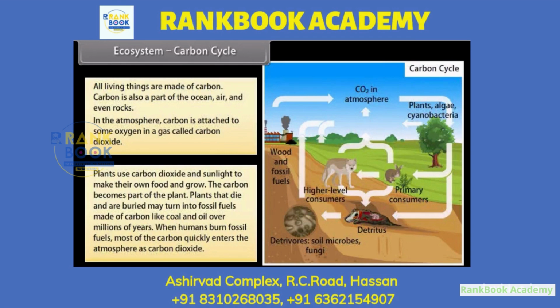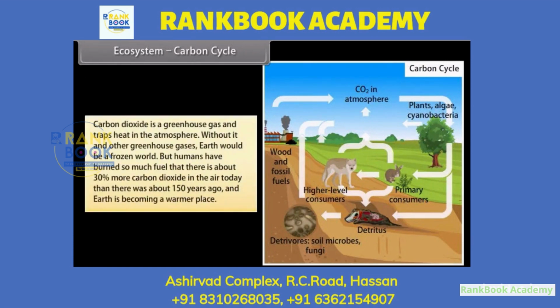Plants that die and are buried may turn into fossil fuels made of carbon, like coal and oil over millions of years. When humans burn fossil fuels, most of the carbon quickly enters the atmosphere as carbon dioxide. Carbon dioxide is a greenhouse gas and traps heat in the atmosphere. Without it and other greenhouse gases, Earth would be a frozen world. But humans have burned so much fuel that there is about 30% more carbon dioxide in the air today than there was about 150 years ago, and Earth is becoming a warmer place.